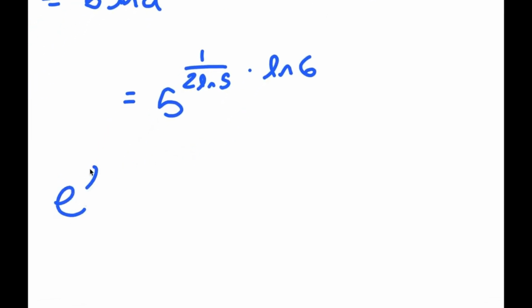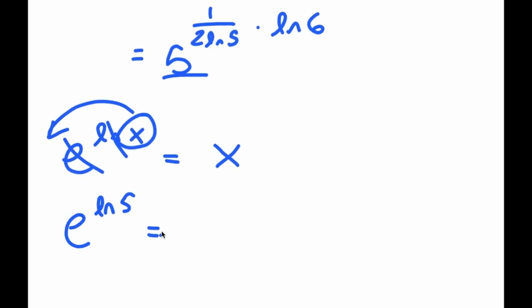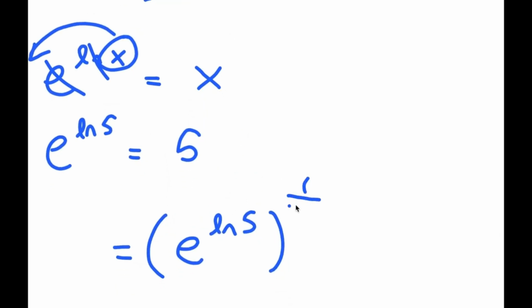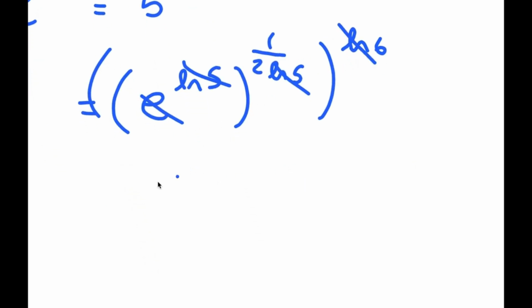Now, if I have something in the form e to the power of ln of x, this is just equal to x because the e and the ln cancel out. So if I have something in the form e to the ln 5, this means that this is equal to 5. So I'm going to rewrite 5 here as e to the power of ln 5. So now I have e to the power of ln 5, to the power of 1 over 2 times ln 5, to the power of ln 6. Now these two cancel out, and the e and the ln cancel out.